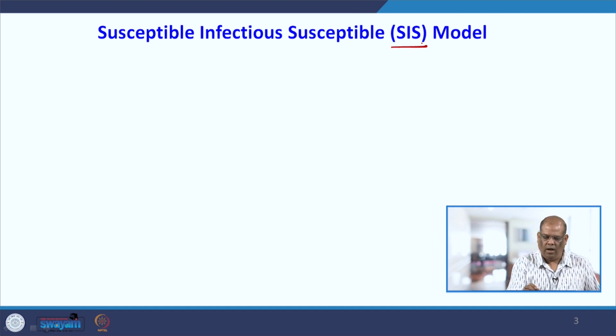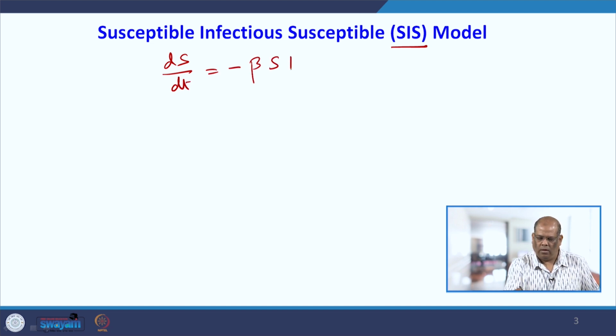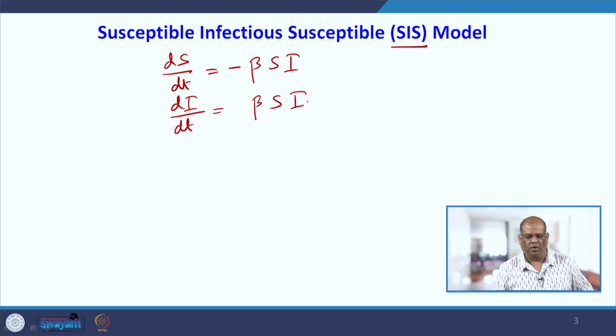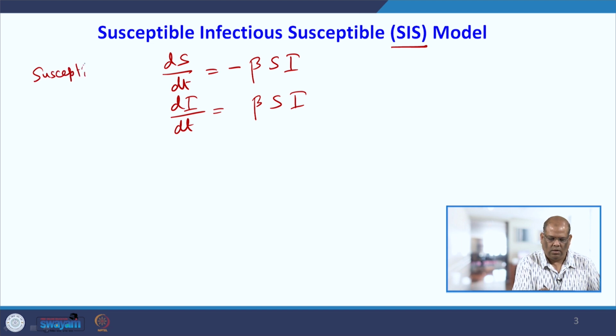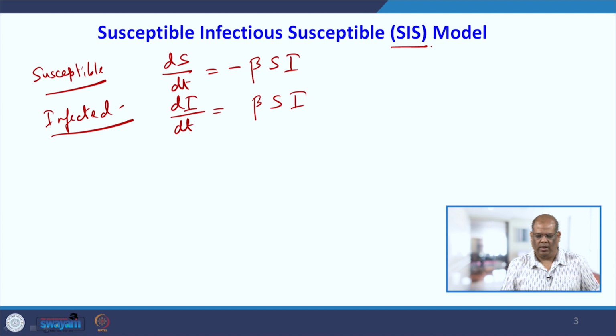Now, we have seen in the SI model that when a susceptible comes in contact with an infected person, they get infected. So, this is one class, the susceptible class, and this is the infected class. So, what is new in SIS?